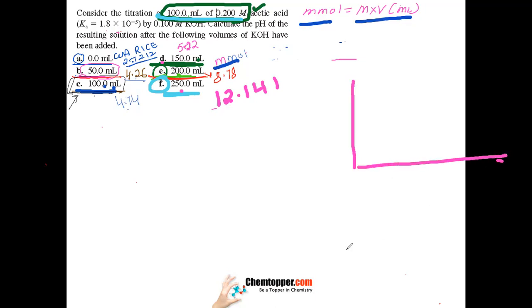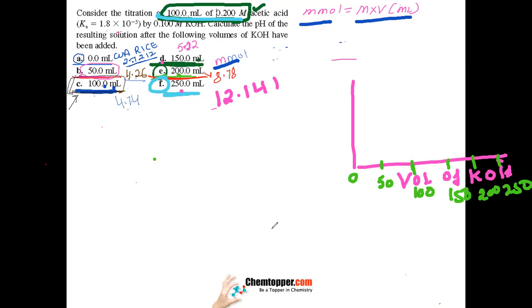Titration curve. What are you adding? Volume of KOH. And you are adding volume of KOH like 50-50 like this. So this is 0, this is 50, this is 100, this is 150, this is 200, and this is 250, like this, 50-50. And here is the pH.